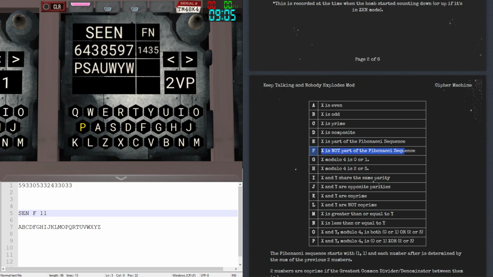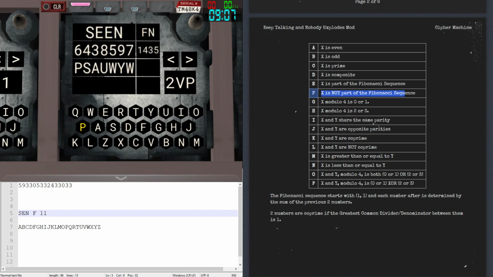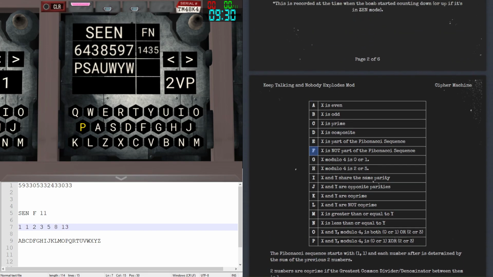of the Fibonacci sequence. Okay, here's one of the edge cases I wanted to clarify. So the Fibonacci sequence starts with 1 and 1, like so. And then each number after is determined by the sum of the previous two numbers. So 1 plus 1 is 2, then 1 plus 2 is 3, 2 plus 3 is 5, 5 plus 3 is 8, and 5 plus 8 is 13. Now, it is asking if 11 is not part of the Fibonacci sequence, which it is not part of, which means the whole statement here is true.